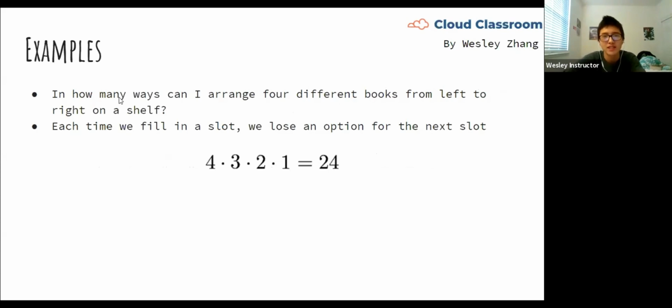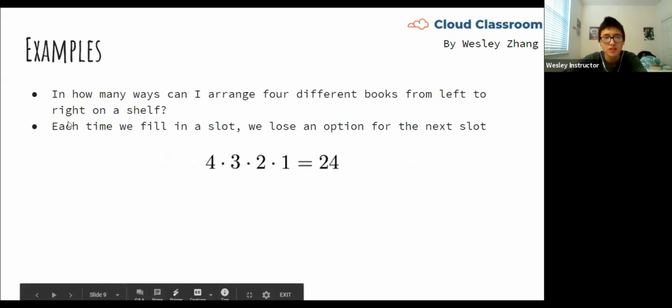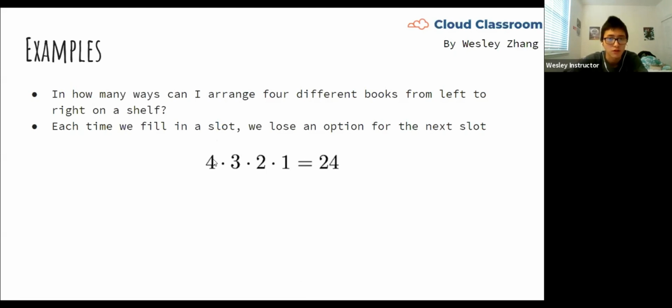All right, and how many ways can I arrange four different books from left to right on a shelf? So each time we fill in a slot, we lose an option for the next slot. For the first slot, I have four books total, so I can choose from any of the four books. But once I put one down, I only have three options left. So this becomes three. I choose from one of the three. I lose another book, so now I'm only down to two options. I lose one again, and I'm only down to one option. So then again, I multiply all of these numbers together, and that equals 24. So I have 24 options for this bookshelf.